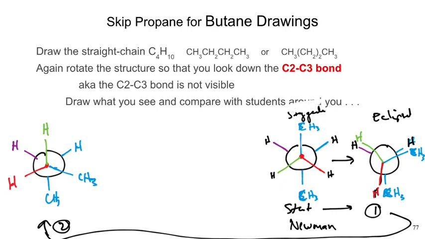Okay, so cool. We've done our rotation. Are we staggered or are we eclipsed? Staggered. We should be staggered. The bonds aren't directly overlapping each other. Cool. So now here's where the butane comes in and messes with things a little bit.